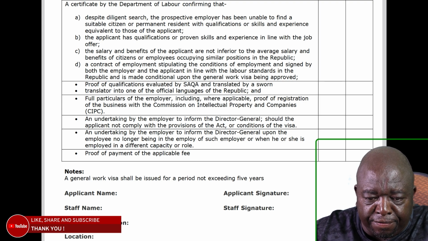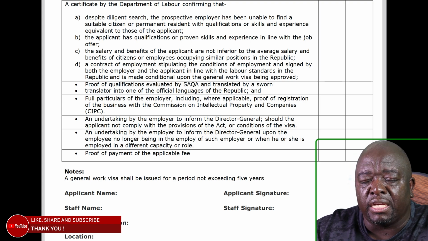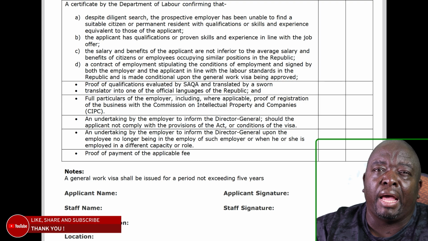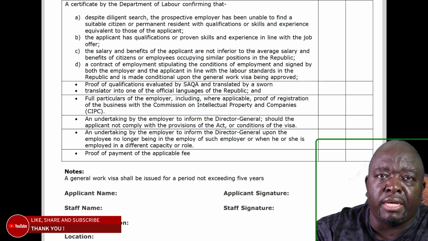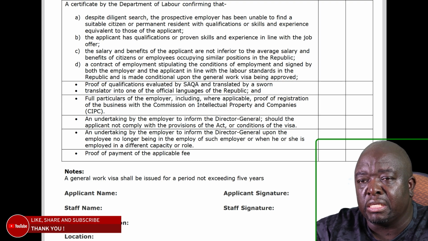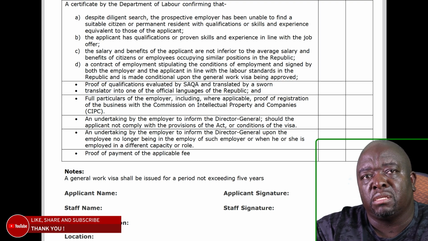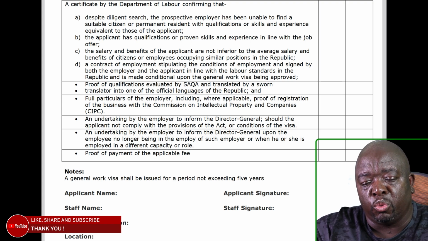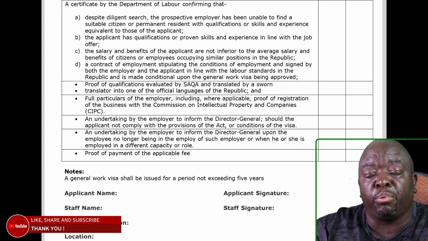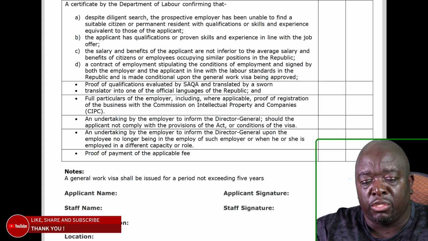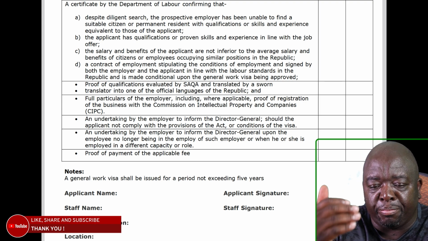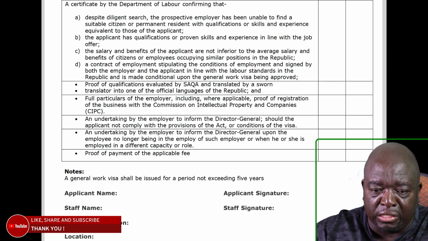Then the full particulars of an employer, guys. All these that we are saying apply both to those who are working for individuals and those who are working for companies. The difference is that for individuals, you just need to write an affidavit. The employer needs to write an affidavit to say you are permanently employed. Then he provides the undertakings.